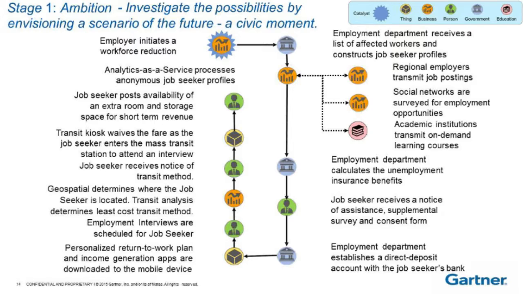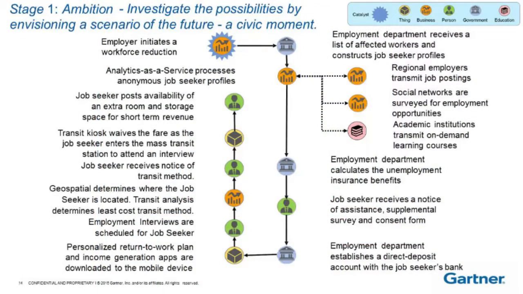It constructs an anonymous profile of the people who are being let go. That anonymous profile is then sent to an online service. In the prior slide, it was called Ceridian, which is a fictitious name that we created. But it's sent to an analytics as a service function. And they look at these profiles, and they aggregate them, and they massage them. They say, hey, they have these skills, they need these skills, there's these types of things. And those skill sets get transmitted to regional job postings.